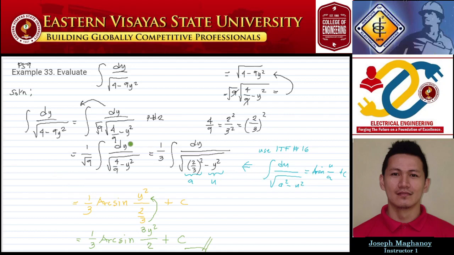Wait, I think we have a correction. For u, we only need to write the y. Okay, final answer 1/3 arc sine 3y over 2 plus c. Okay, so let's move to our next example.